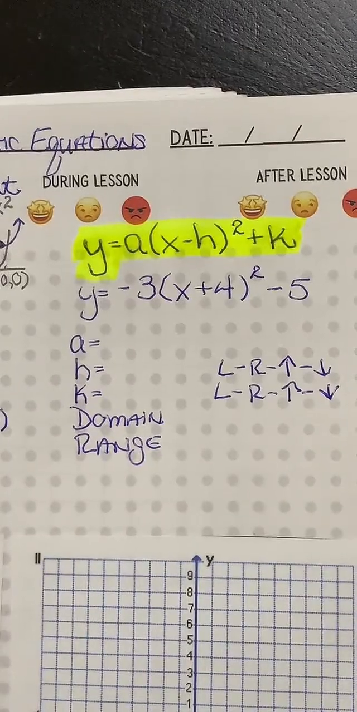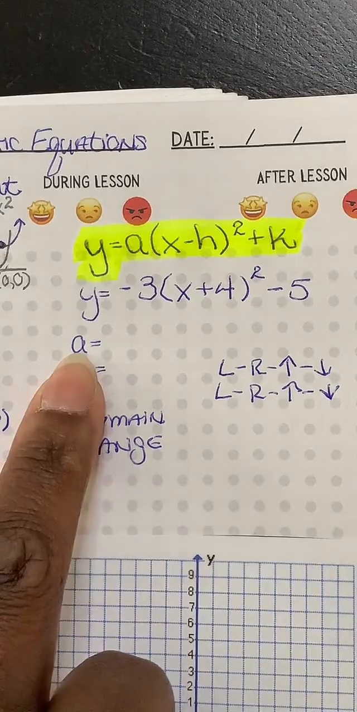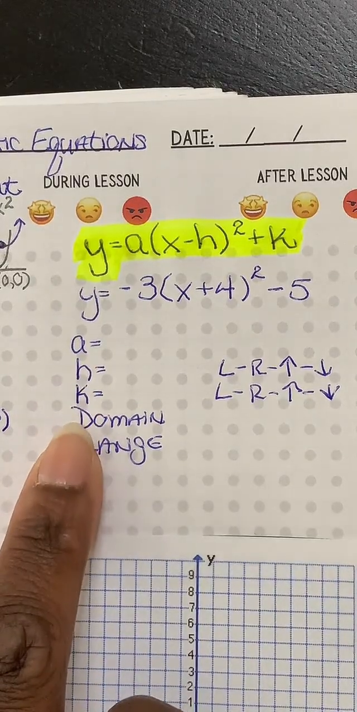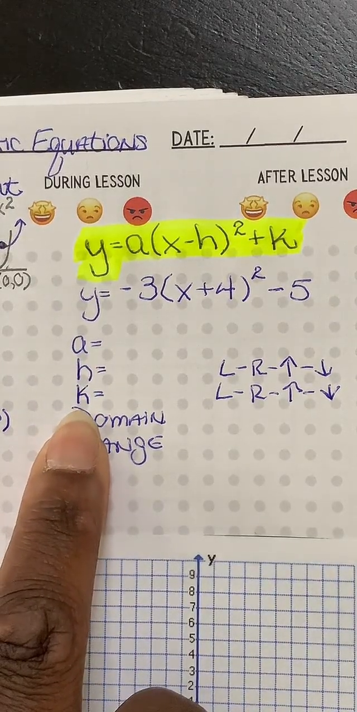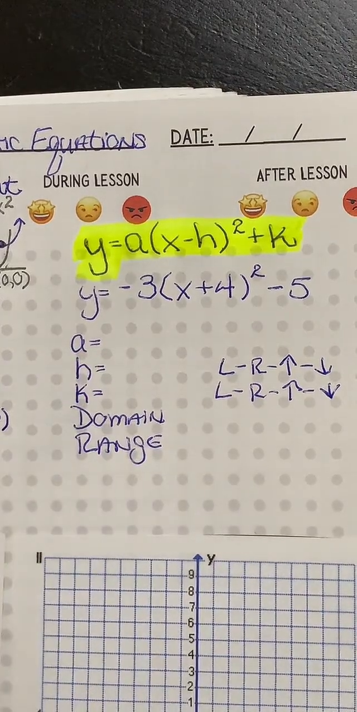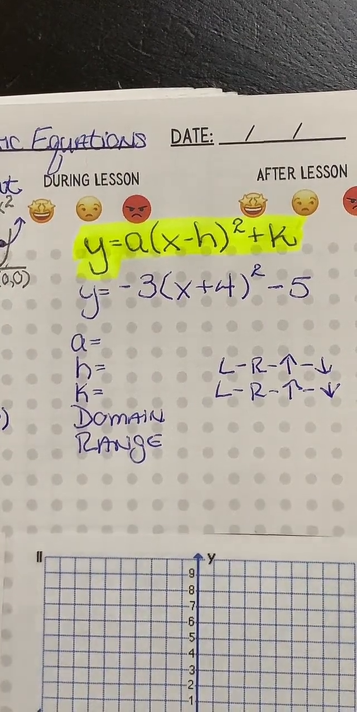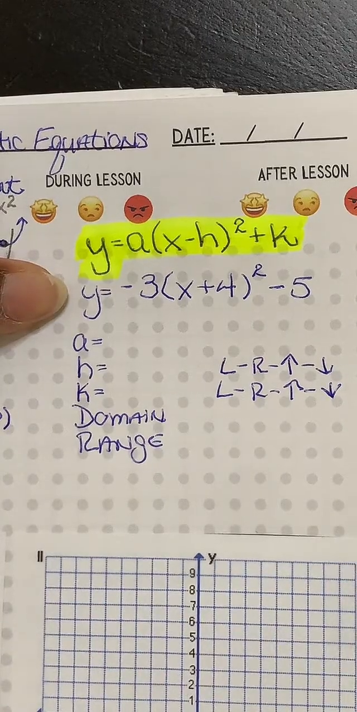So based off of the equation, what is my a, what is my h, and what is my k? Let's get that part down. What is my a? Go ahead and put it in the chat. What do you think my a will represent? And we're looking at this equation. What is my a?